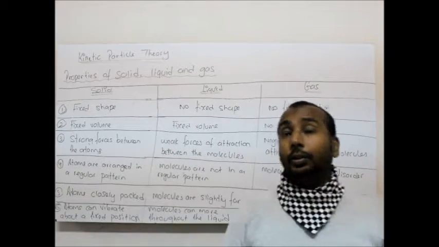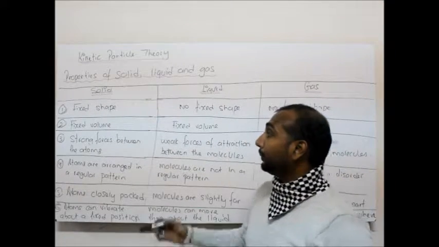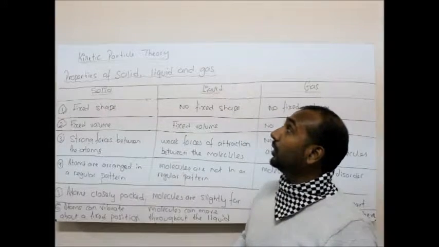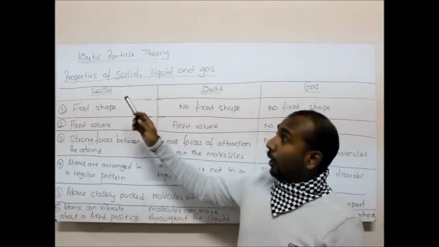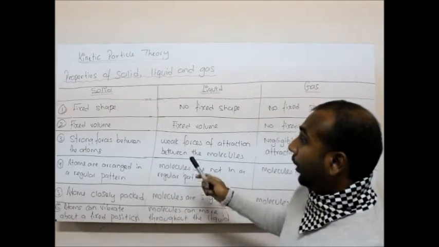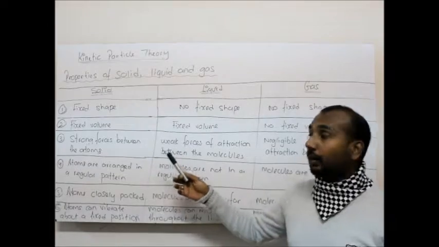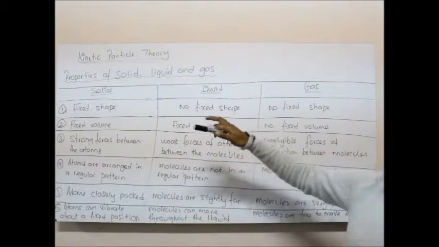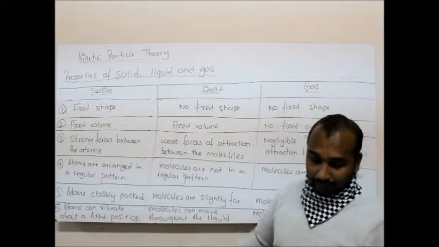Hello everyone, today we are going to look at a brief crash course on the chapter Kinetic Particle Theory. We will start with the properties of solid, liquid and gases. This is best explained in the form of a table which summarizes the main differences at the level of a solid, liquid and gas.